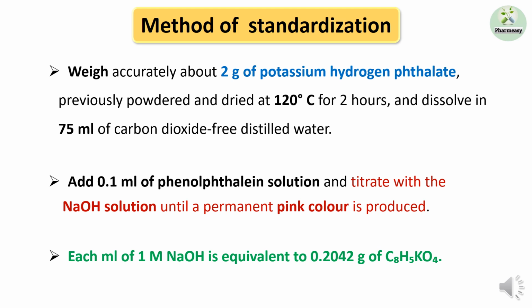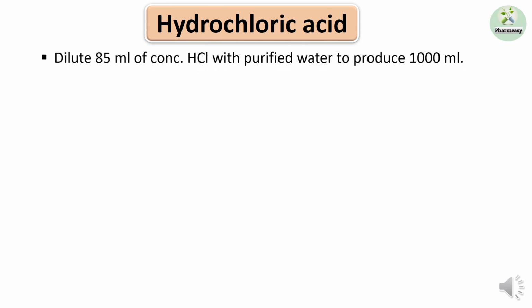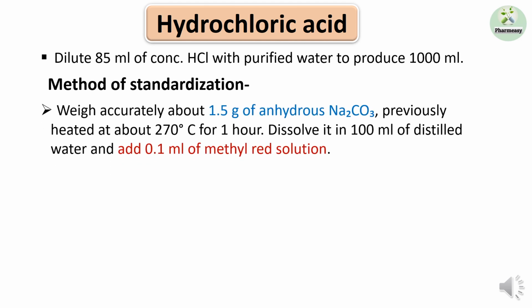Next one is hydrochloric acid. Its method of preparation is dilute 85 milliliters of concentrated hydrochloric acid in water to produce 1000 milliliters solution. And its method of standardization is weigh accurately about 1.5 gram of anhydrous sodium carbonate, which is previously heated at about 270 degrees Celsius for 1 hour.